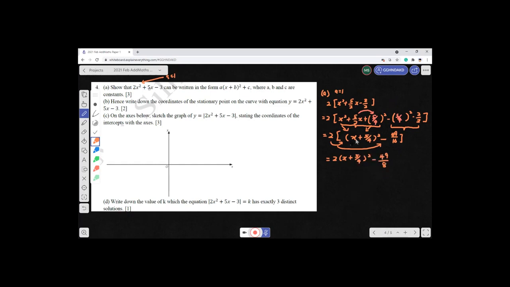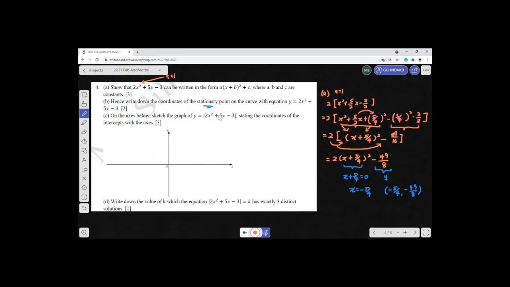So that is how you complete the square. And after you complete the square, you can find the stationary point. So for the stationary point, from the x here, you let it become 0 to find the x stationary point, which is negative 5 over 4. And the back part is your y. So automatically, x is negative 5 over 4, y is negative 49 over 8.